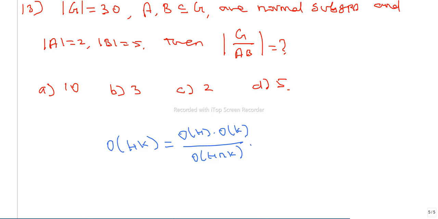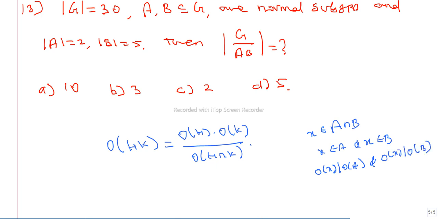Now here, what is the intersection? What is A intersection B? Actually this A intersection B contains only the identity element. Suppose we pick some element X in A intersection B. X should be in A and X should be in B because it's in the intersection. Since X is an element in A, the order of this element should divide the order of the group. It's the usual one. And X is also a member of B, therefore the order of X divides the order of B. But the order of A is 2.